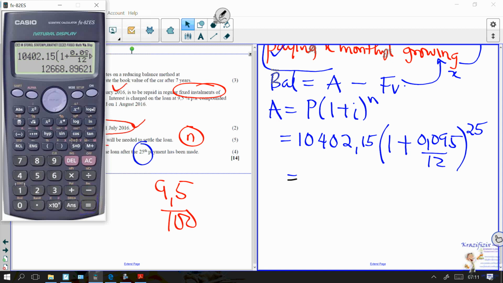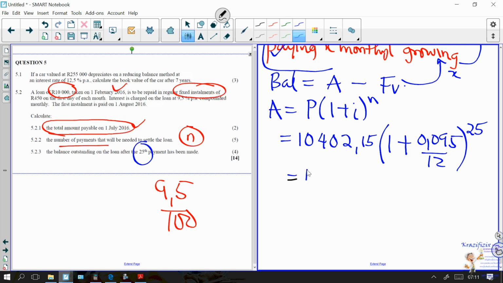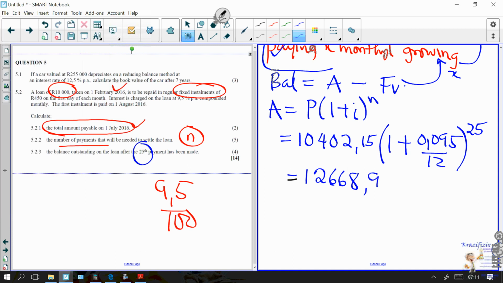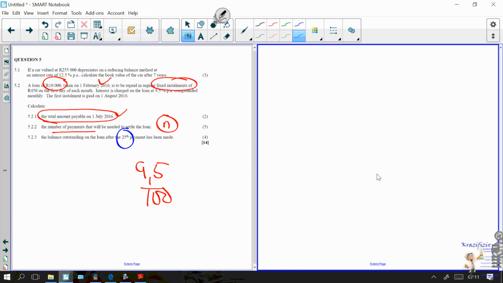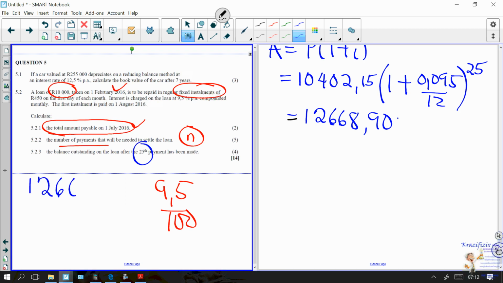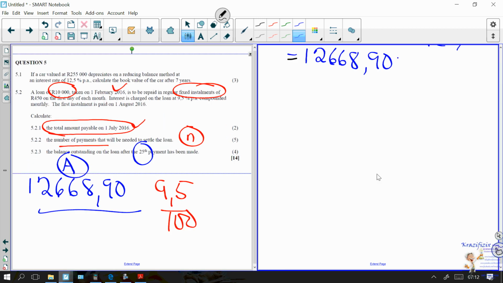What's my answer here? 12,668.90. Now, I am also making an investment. Let me keep that number here. 12,668.90, that's my A. The loan is growing. By the way, I am also making a payment of 450, which is in the future. After 25 payments, what will my value be? FV in the future.